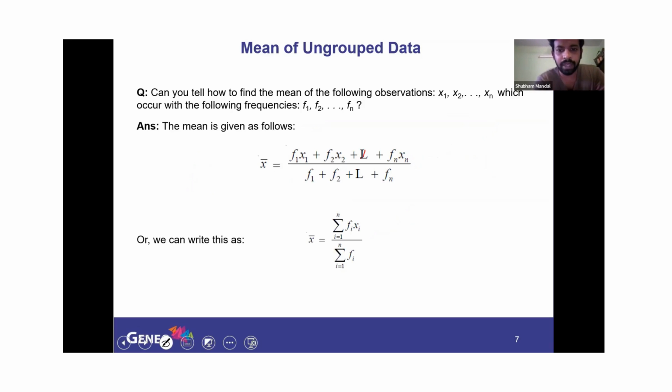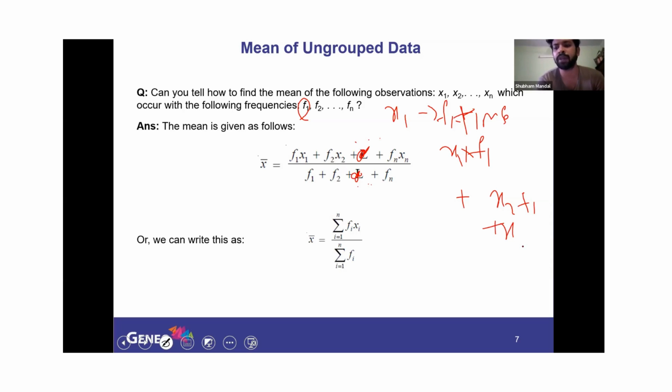I don't know why this L has come here. This will be something like dot, 3 dots. It will be f1 x1 plus f2 x2, so on till fn xn. So what it means is you are multiplying, if x1 has occurred f1 times, so you'll do x1 into f1 plus x2 into f2 plus x3 into f3, so on, by the total number of occurrences, that is f1 plus f2 plus f3 and so on.